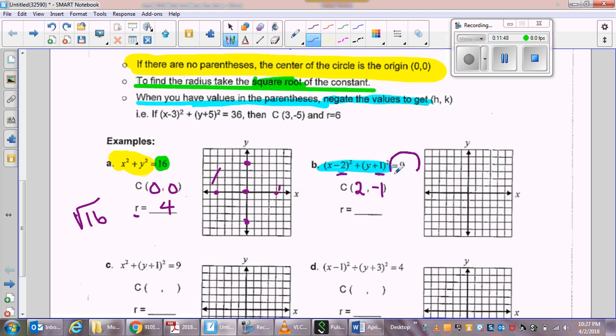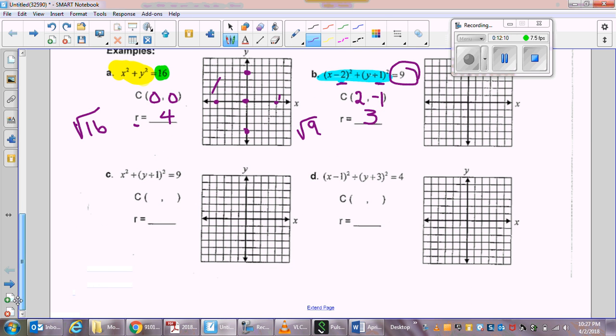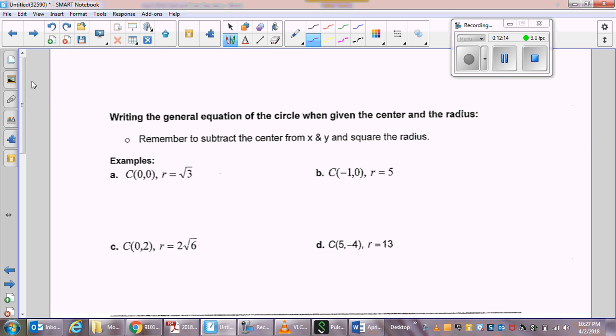The constant is 9. So what is the square root of 9? It is 3. And if the number you guys have outside is not a perfect square, just write it as square root of, like, if it was 10, I'll just write square root of 10. And that's going to be it, okay? All right, so this is what we have. So you guys can try C and D, or I'll go over it in class again, okay?